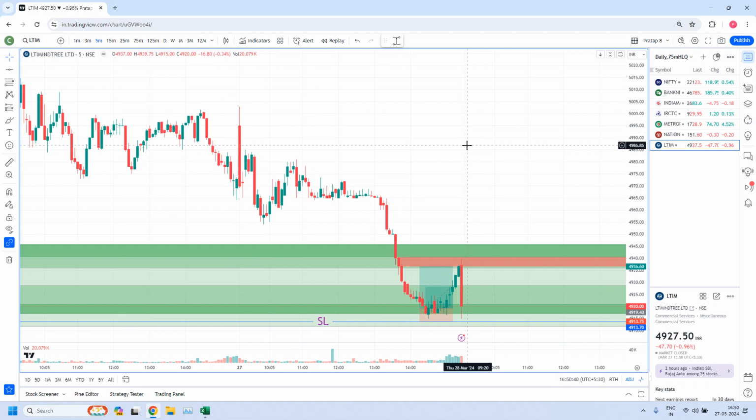For stocks we will be using the volume. In this stock, huge volumes are there, daily average volumes. That means institutional participation is there. For that confirmation we are using volumes.